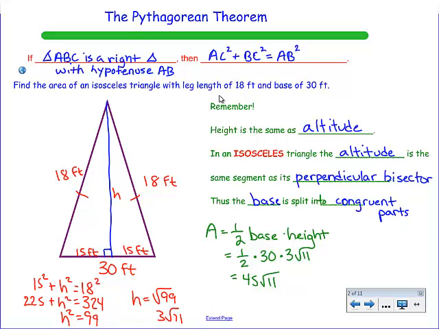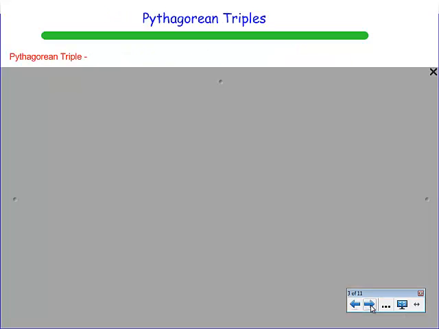Okay, this is interesting and all, but you likely learned this in middle school. What is the new stuff that we can learn from the Pythagorean Theorem? Well, one thing we can talk about is some shortcuts using the Pythagorean Theorem. We have a Pythagorean triple. A Pythagorean triple is 3 whole numbers which satisfy the Pythagorean Theorem.